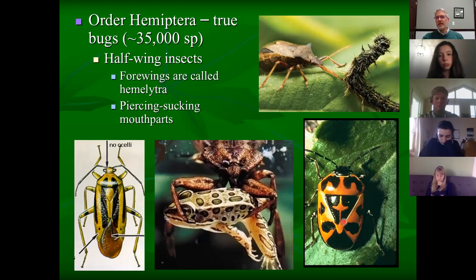Okay, this would be a plant eater. And it sticks its beak, its piercing, sucking mouth parts into plant tissue and sucks up either plant juices, or some of them are called seed bugs, and they stick their beak down into a seed and then inject some saliva to liquefy some of the contents of the seed and suck it up. So plant eaters, predators, you name it.